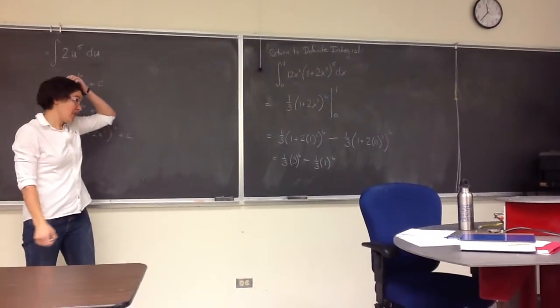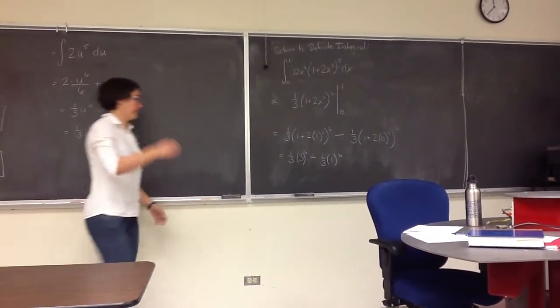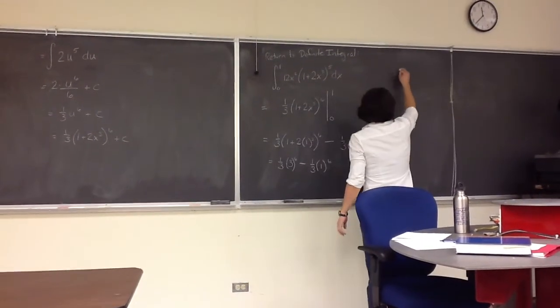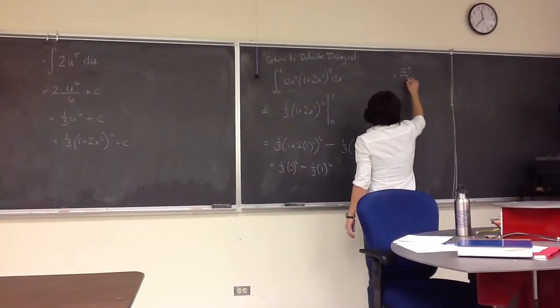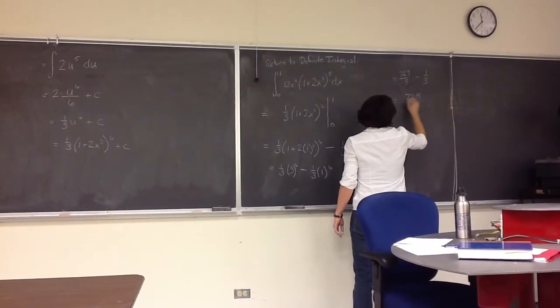And so, does anybody know what 3 raised to the 6th is? 729. Thank you. Okay, so we've got 729 over 3 minus 1 over 3 is 728 over 3.